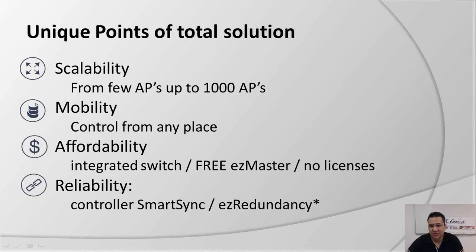So the EnGenius Neutron service is without additional licenses. The software is free. No matter how many devices you want to manage, you only need to buy the Neutron hardware, which is the switches and the access points. With the ezMaster in combination with the Neutron switch, you have redundant network control. Even when losing the connection with the controllers, the access points will still keep doing the job in a reliable way. So that is a small introduction about ezMaster, the Neutron series powered by ezMaster. I'm just going through the product lineup.